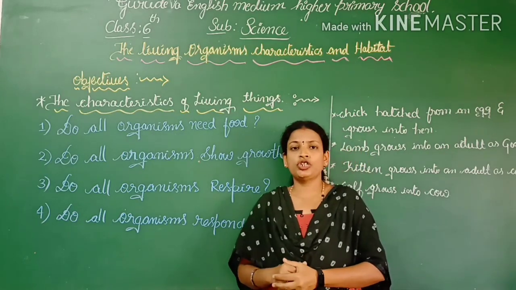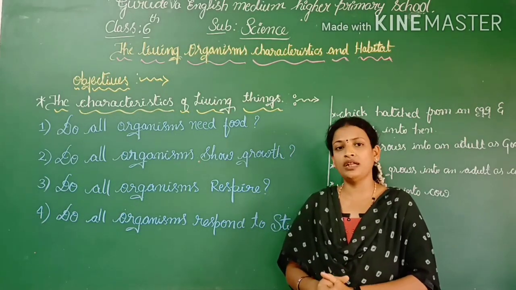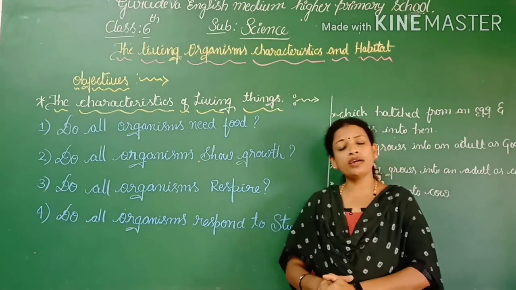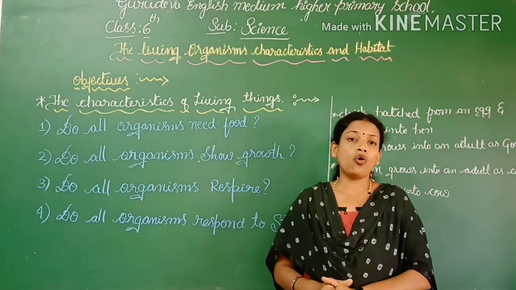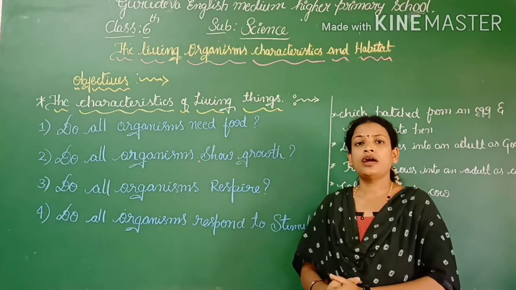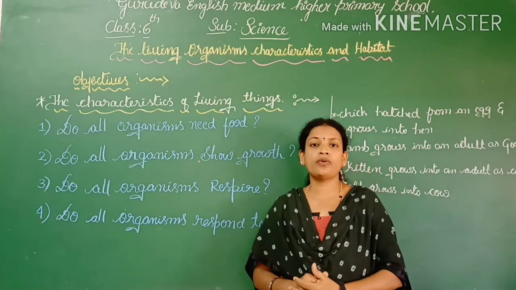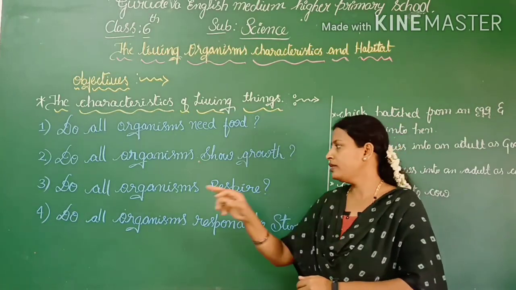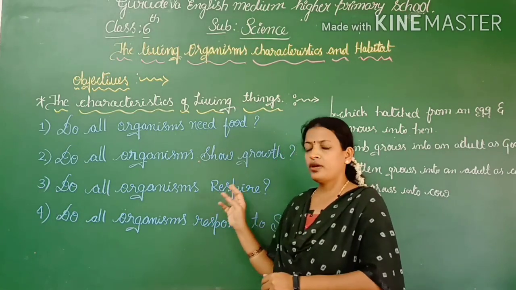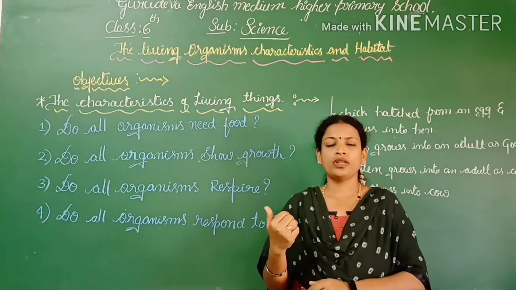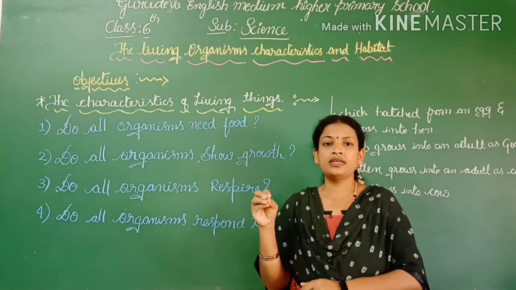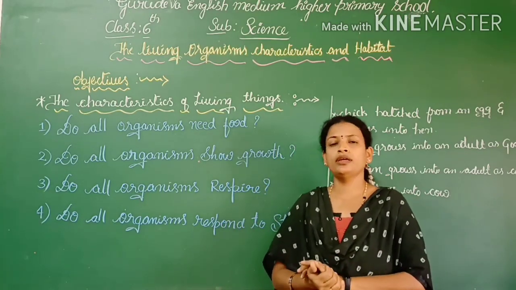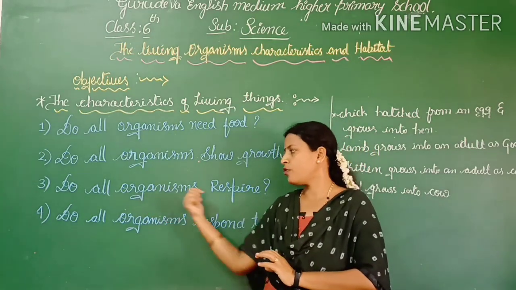Okay, so in this session we learned the 4 important characteristics of living beings. The first one is, do all organisms need food? And do all organisms show growth? Second point. Third point, do all organisms respire? This is the third point. And the fourth point, do all organisms respond to stimuli? Okay, so my dear children, one more point I want to add. Do all organisms respire? Means in plants, we see respiration taking place during the day as well as the night time. So this is the one point I want to add here.